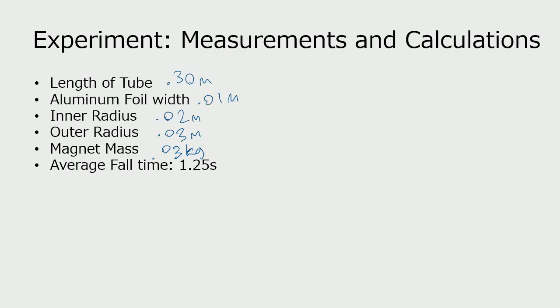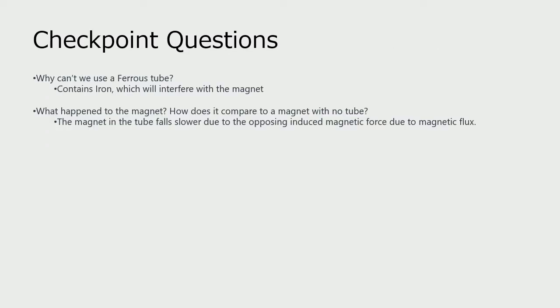So for some measurements, the length of the tube is 0.3 meters, the aluminum foil width is 0.01 meters, the inner radius of the tube is 0.02 meters, outer radius 0.03, the magnet mass is 0.03 kilograms, and the average fall time was 1.25 seconds.